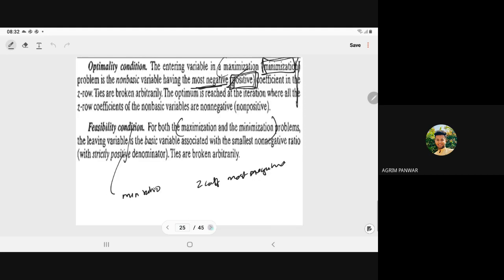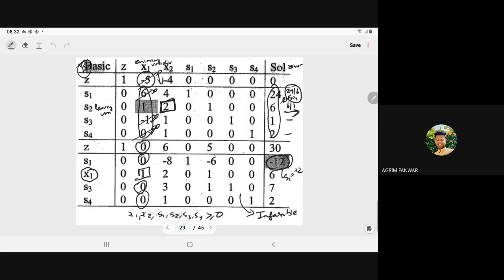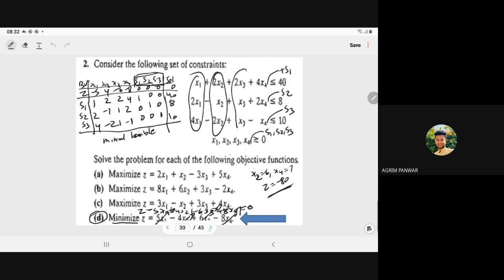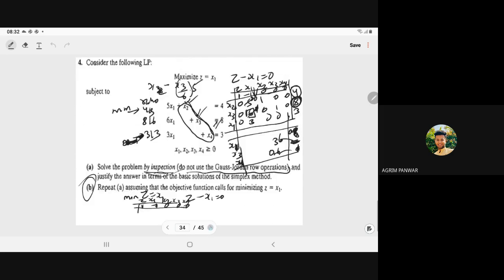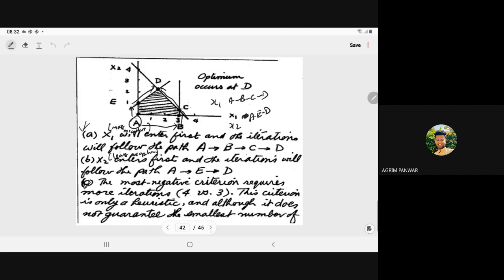For that purpose, I have done one question also to show this. But if you are not taking x1 as an entering variable, and instead you take s2 as a leaving variable, then automatically you can observe here we will get the infeasible solution. Clear? To explain that question, I have done this question. Any other doubt?